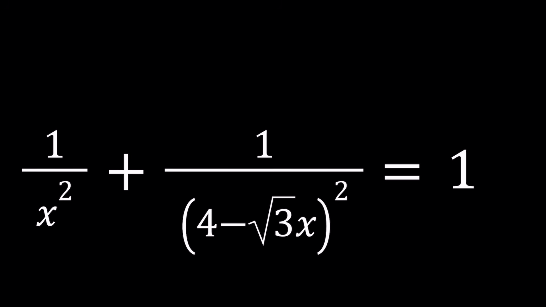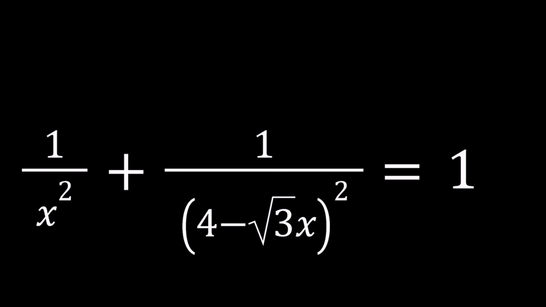Hello everyone. In this video we're going to be solving a very interesting equation from USA TST for IMO, which means the United States of America team selection test for the International Math Olympiads. So we have this equation: 1 over x squared plus 1 over the square root of (4 minus the square root of 3 x) squared equals 1. And we're going to be looking for x values.